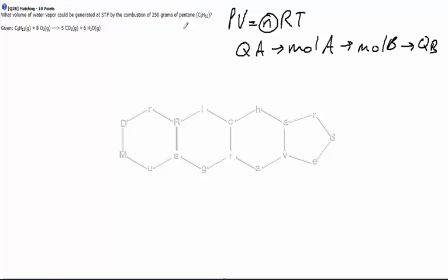So what we're going to be doing is starting out with 250 grams of pentane. That'll go here. We're going to find moles of pentane, and then we're going to find moles of water vapor, and that's going to be from over here. Okay, so let's see how we do that. We'll start out with 250 grams of C5H12.